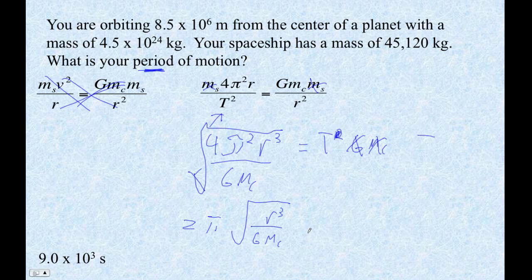Right. So 2 times pi times the square root of, what is it? 8.5 times 10 to the 6th, right? E6 raised to the third divided by parenthesis, right? GMc: 6.67 e minus 11 times, what is it? 4.5 times 10 to the 24th. Because remember, it's not the mass of the little thing, it's the mass of the big thing. Yeah, the mass of the spaceship canceled right there. That was that. Yeah, don't really need it.